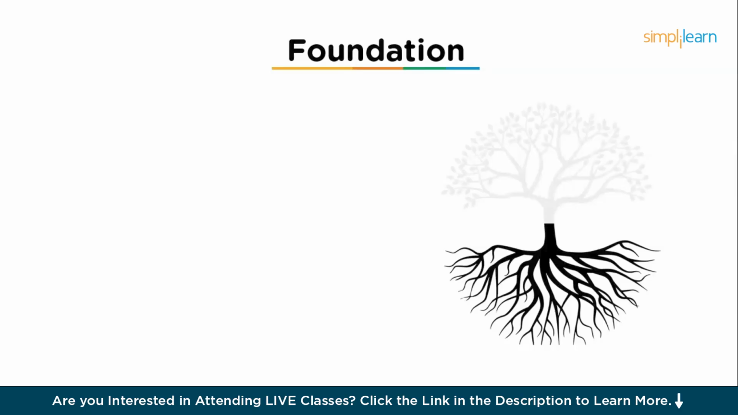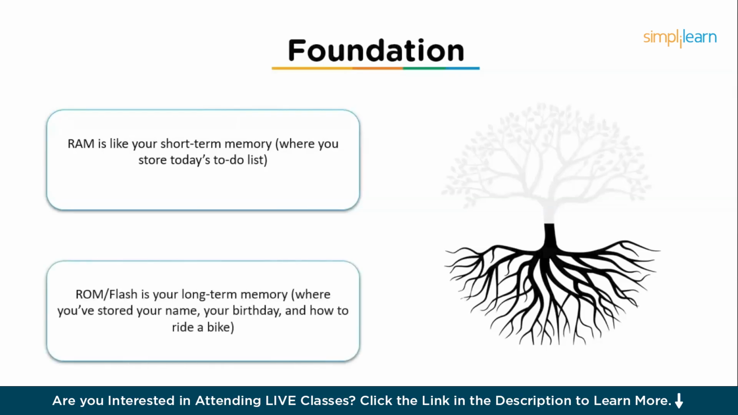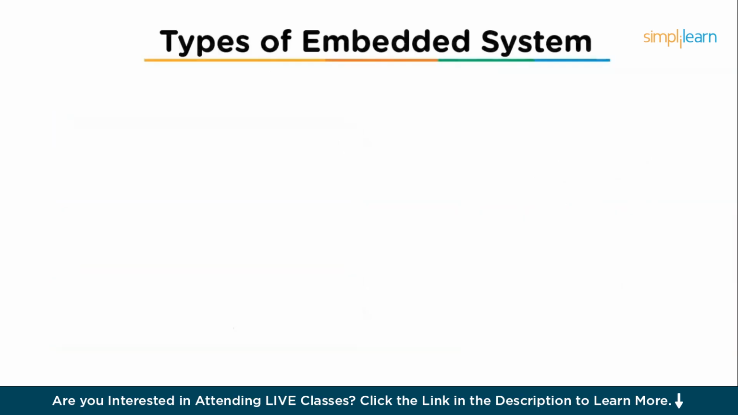Think of it like your brain. RAM is like your short-term memory where you store today's to-do list. Then we have ROM, that is flash, is your long-term memory where you have stored your name, your birthday and how to ride a bike. This difference is at the heart of how embedded systems make decisions, store instructions and hold on to essential data. So let's now move on to see the types of embedded memory.